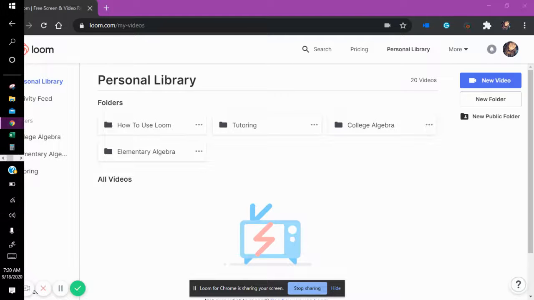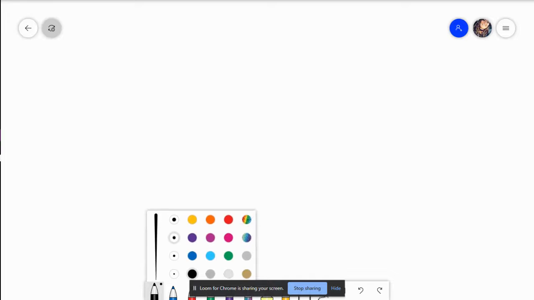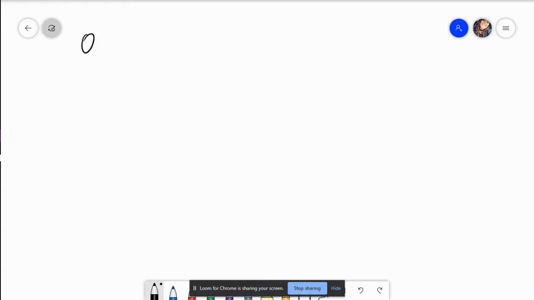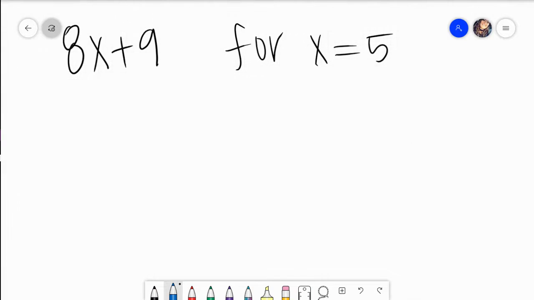Okay, so let's go ahead and do a problem from 9.2. It wants you to solve for a given variable. So it gives you an expression. Say what it gives us is 8x plus 9, and it tells us to evaluate the expression for x equals 5. So this quite literally means to take our 5 right here and plug it in wherever we see an x, okay?